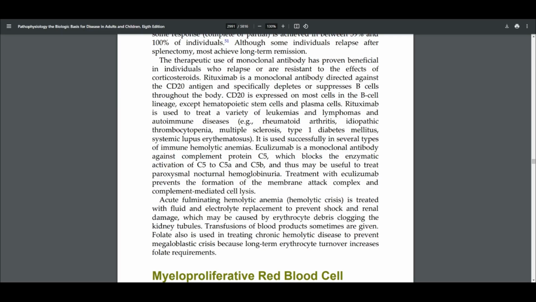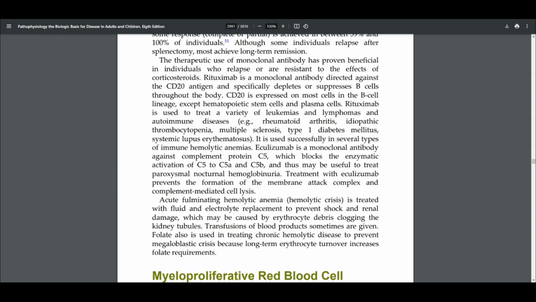It is used successfully in several types of immune hemolytic anemias. Eculizumab is a monoclonal antibody against complement protein C5, which blocks enzymatic activation of C5 to C5a and C5b, and thus may be useful in the treatment of paroxysmal nocturnal hemoglobinuria. Treatment with eculizumab prevents the formation of membrane attack complex and complement-mediated cell lysis.